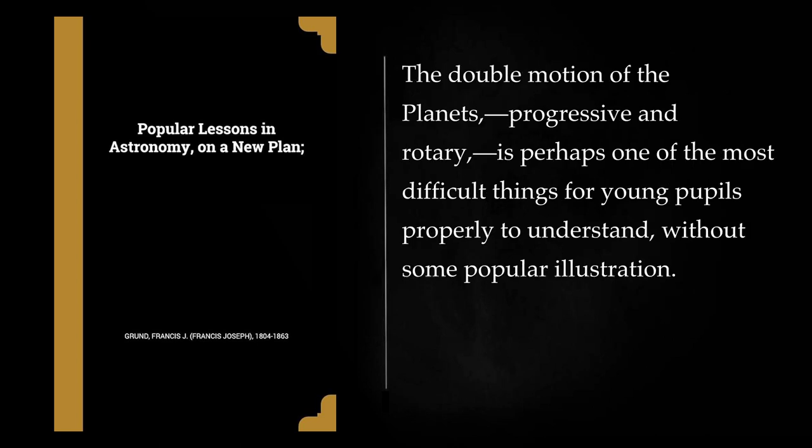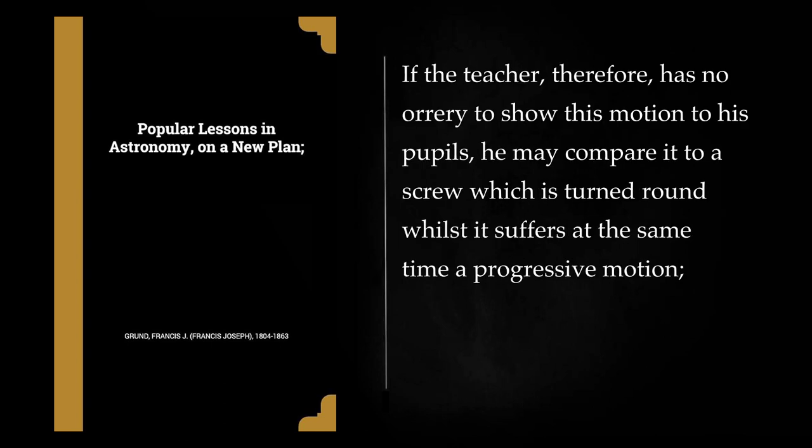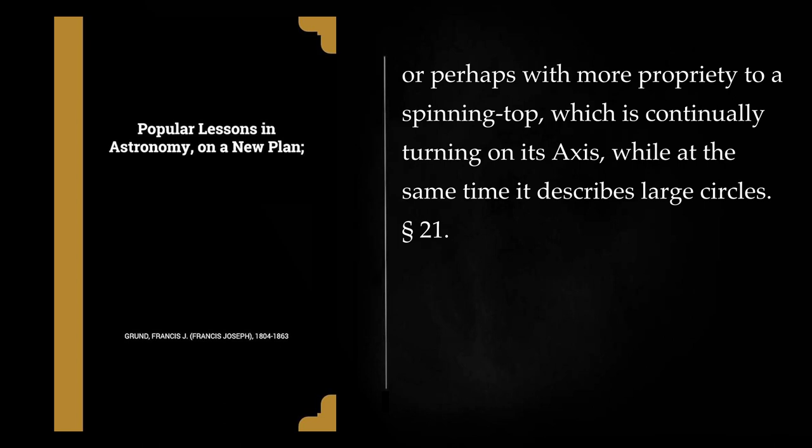The double motion of the planets, progressive and rotary, is perhaps one of the most difficult things for young pupils properly to understand without some popular illustration. If the teacher, therefore, has no orrery to show this motion to his pupils, he may compare it to a screw which is turned round whilst it suffers at the same time a progressive motion. Or perhaps with more propriety to a spinning top, which is continually turning on its axis, while at the same time it describes large circles.